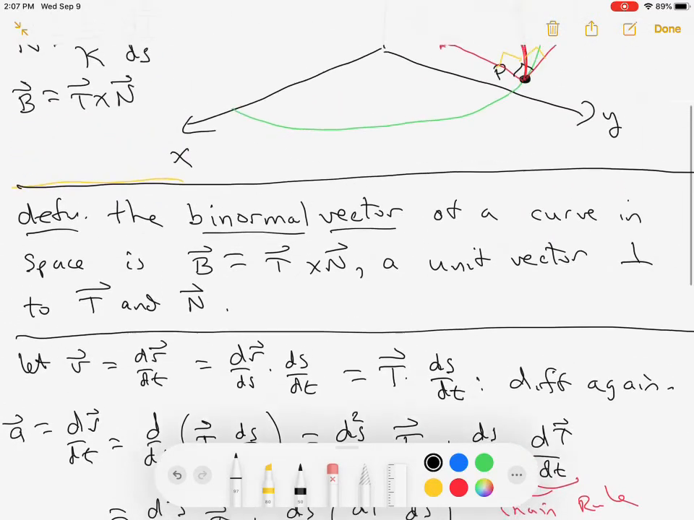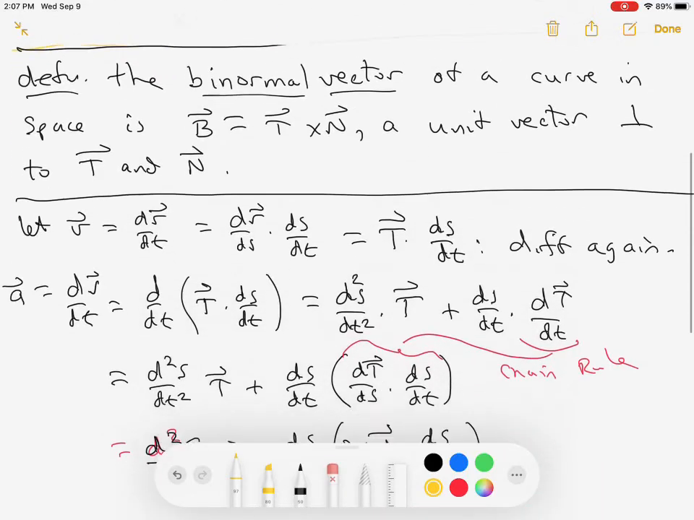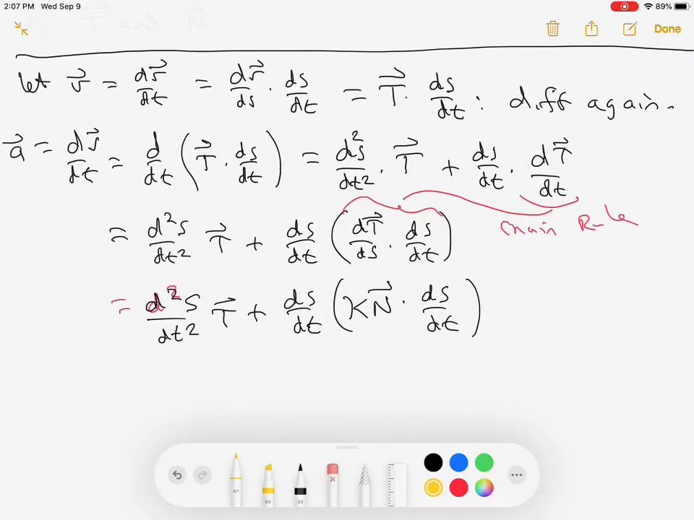Right, so if we go back up here, this is the part I like. If you solve this for dT/ds, you get dT/ds equals N times kappa. And all I did here is I took dT/ds and showed that it was kappa times N.